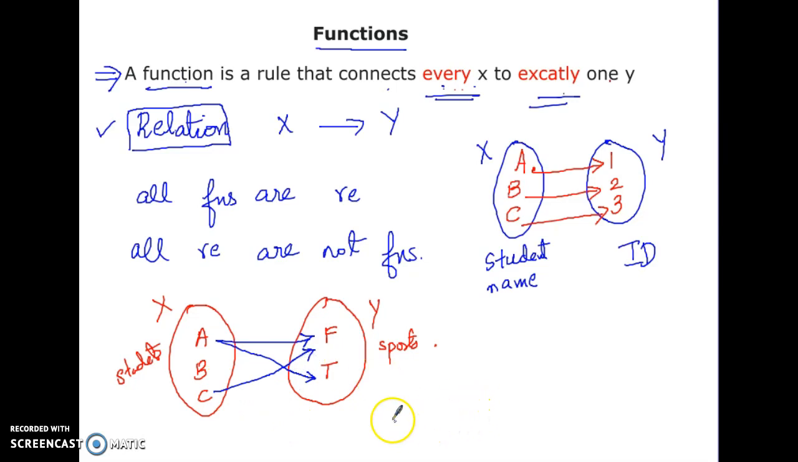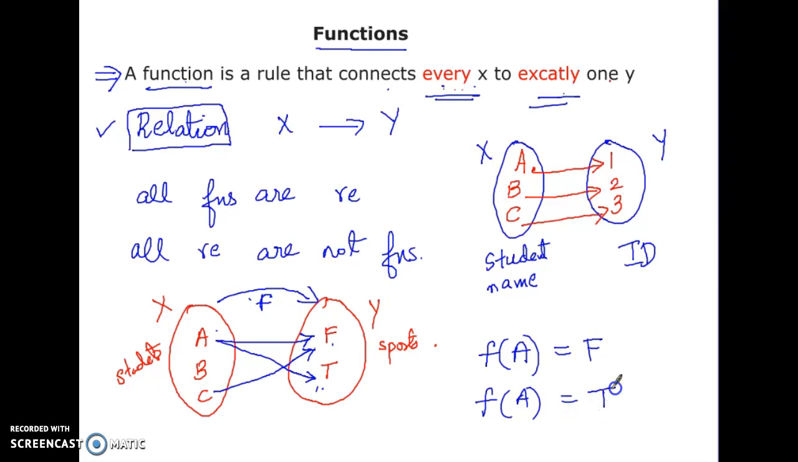So this is not a function, this is just a relation, because A has two different sports. That means A is an x. If I call this rule by the letter f, then f of A would be football and f of A would also be track. So A has two images. Since A has two different images, this is not a function, this is just a relation.